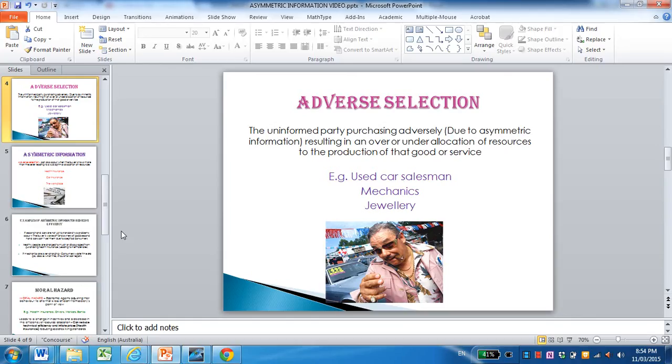So in the example of the used car salesman, if the car is sold for $6,000 and it turns out to have a faulty engine, then that may lead to the consumer or the buyer purchasing adversely, and therefore that would not maximize their efficiency or their living standards. Remember that efficiency, don't get confused by that term. It's all about maximizing society's living standards. So if we're buying cars that aren't up to scratch, that's clearly reducing that person's living standards and is less efficient from the market's point of view. Same with jewelry, same if you get sucked in by a dodgy mechanic that overcharges you.